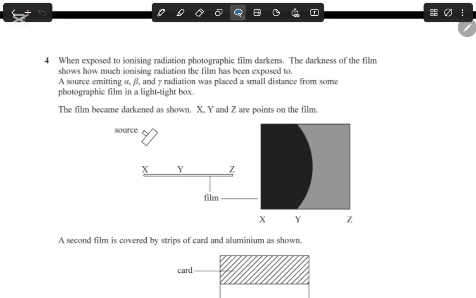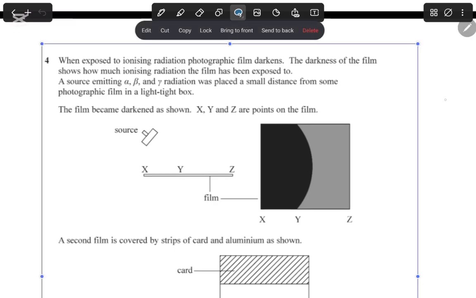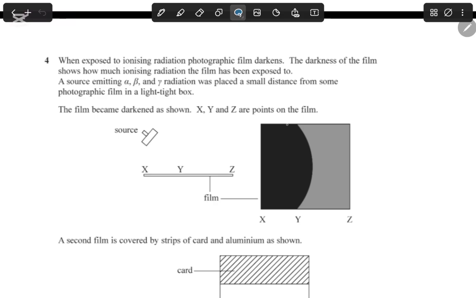Okay, next question. When exposed to ionizing radiation, photographic film darkens. The darkness of the film shows how much ionizing radiation the film has been exposed to. Now we have a source which is emitting alpha, beta, and gamma radiation, and it was placed a small distance from the photographic film. And we have X, Y, and Z on the film, and we can see a pattern here. Now, the darkest one means that there's going to be a lot of ionizing radiation. So this has to be alpha, and this probably is beta.